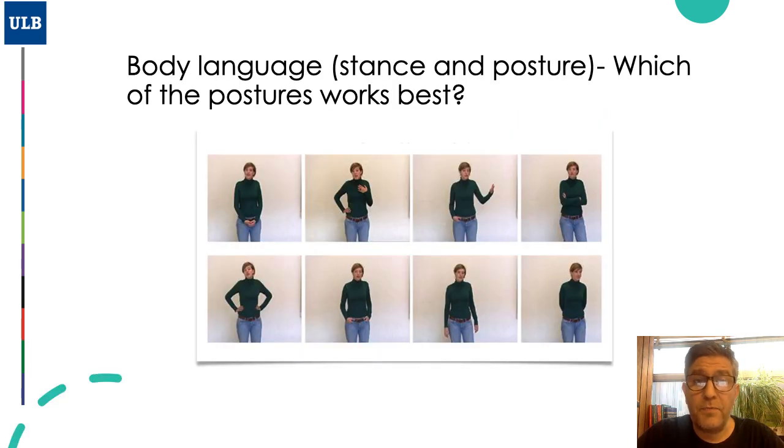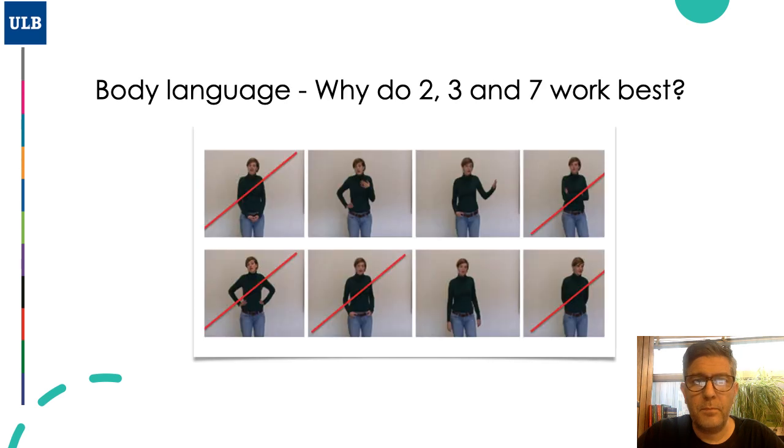Have a look at each photograph here. Which of these postures do you think works best for public speaking? In my opinion, 2, 3, and 7 work best. Why? Well, I think in 2, 3, and 7, each of these postures are open and inviting. The speaker looks relaxed and confident rather than closed or threatening.